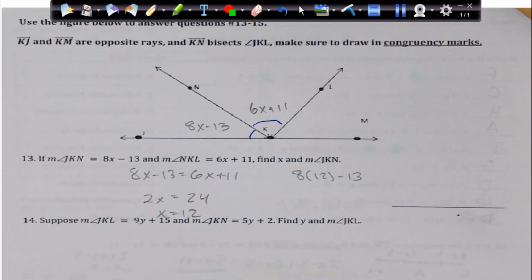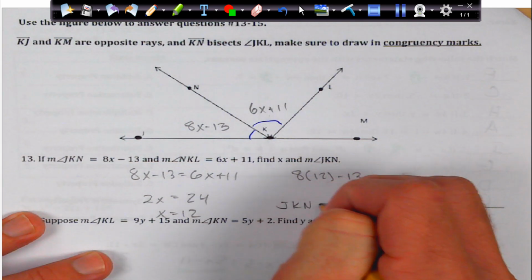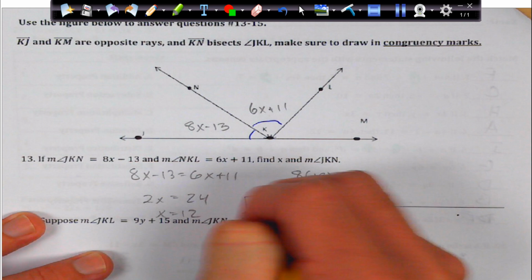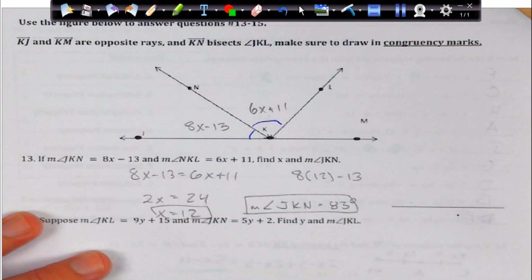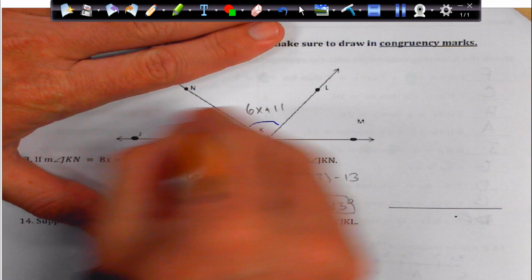And I'm going to use the calculator so I don't make a mistake. And I get 83 for JKN. For my two answers. Then I have to go and erase these because we're going to use the same picture for the next problem.